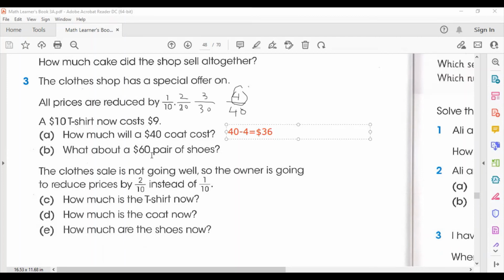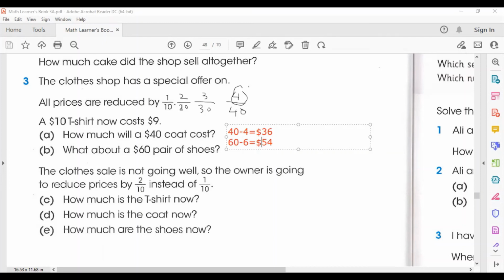What about a $60 pair of shoes? We are using the same method. If $40, $4 discount. If $50, $5 discount. If $60, $6 discount. So we have $60. So 60 minus $6 discount equal 54. $54 we need to pay. Sorry, not number, dollar, like this.